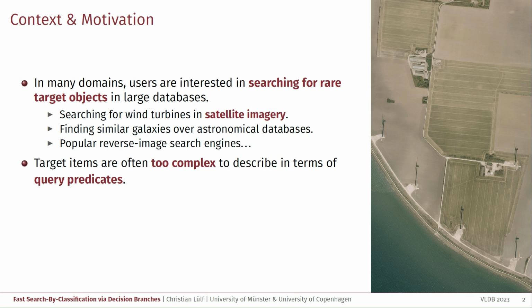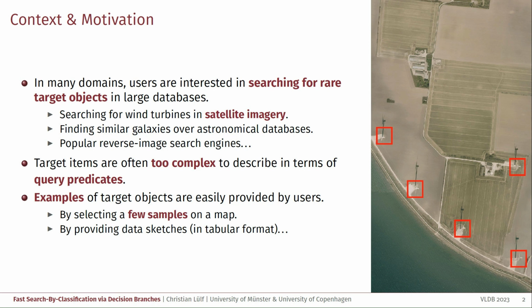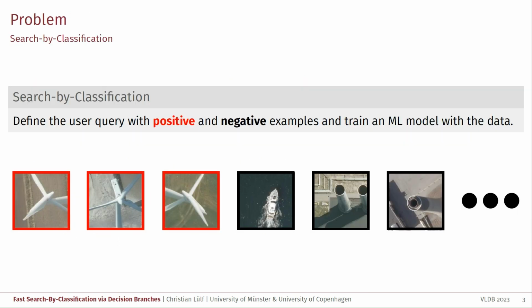One approach to encounter this problem is to enable the users to describe the query intent by providing examples of the target objects. In the case of satellite imagery, this can be, for example, done by selecting few samples on a map, as you can see on the figure on the right. Or, in case of tabular data, by providing data samples of the object of interest. In the database community, we often speak about this approach as query by example.